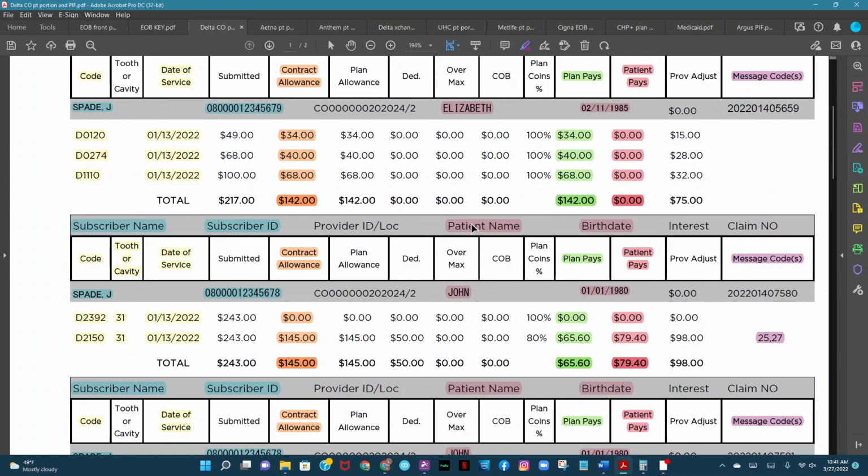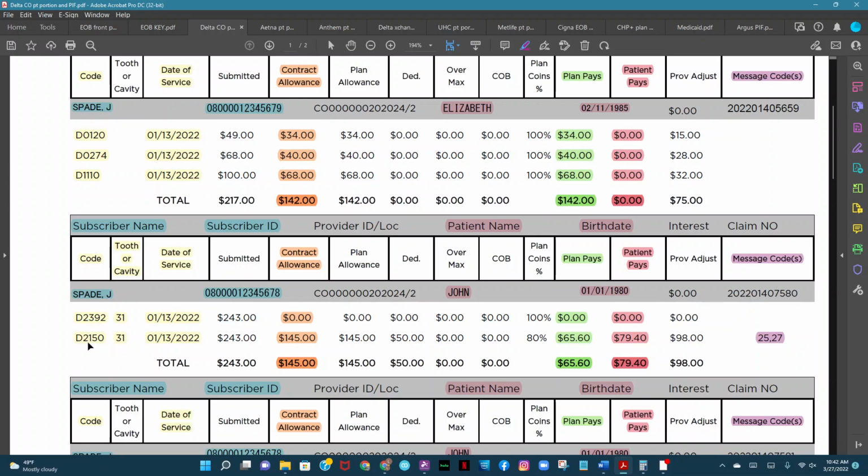Next claim, again looking for patient name, John, birthday is 1/1 of 1980, subscriber last name Spade, first name starts with J, got the subscriber ID right here. Plan paid us $65.60, patient owes $79.40. If you're looking over here at the date of service, seen on 1/13 as well, and if you look at the code here, it looks like we submitted a D2392, which is a filling.